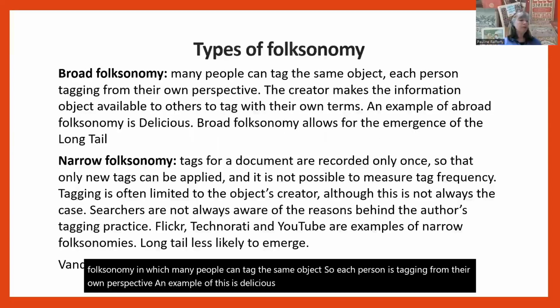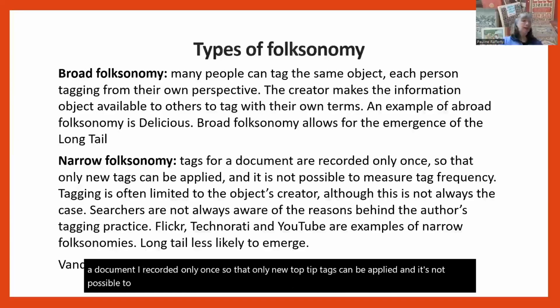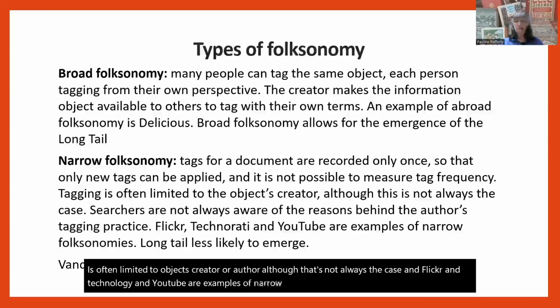And there's a narrow folksonomy, in which tags for a document are recorded only once, so that only new tags can be applied. And it's not possible to measure tag frequency. In such systems, tagging is often limited to the object's creator or author, although that's not always the case. And Flickr, Technorati, and YouTube are examples of narrow folksonomies.